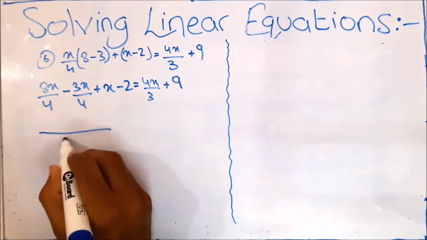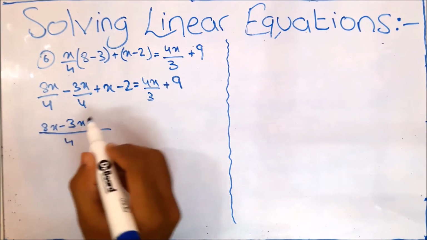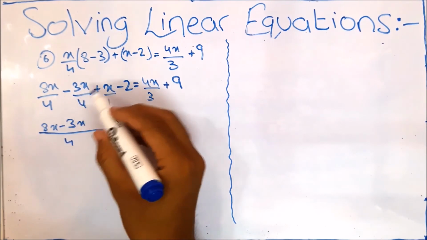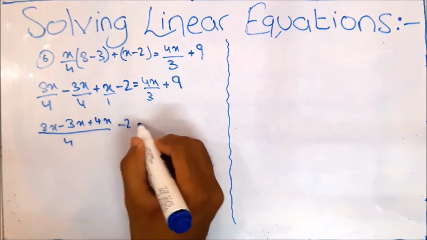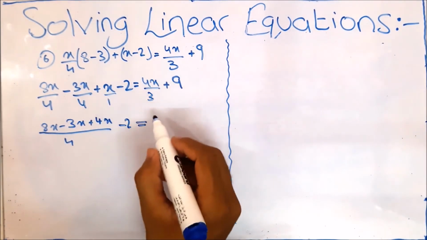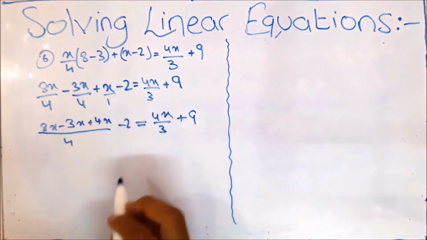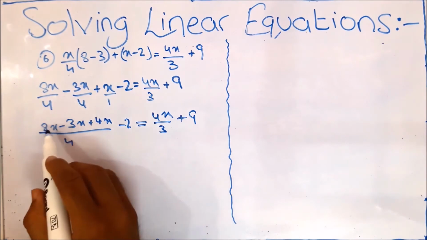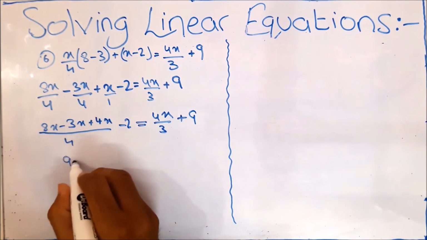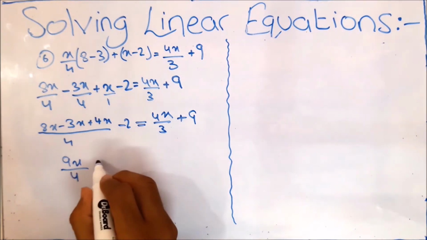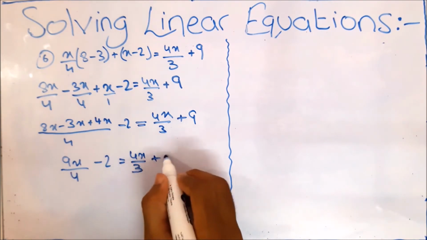Let's take 4 as a denominator, and 8x minus 3x. Here we have 1, so we'll multiply it by 4, plus 4 times x, minus 2 is equal to 4x over 3 plus 9. Okay, so we can simplify this. 8 plus 4 is 12. 12 minus 3 is 9. 9x divided by 4 minus 2 is equal to 4x over 3 plus 9.